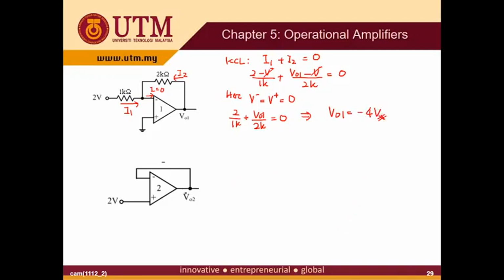Okay, so next we do op-amp number 2. Op-amp number 2 is very straightforward. We start with the input. V plus is equal to 2 volt, and we know that V plus is equal to V minus, and V minus is equal to V out 2. Therefore V out 2 is equal to 2 volt.